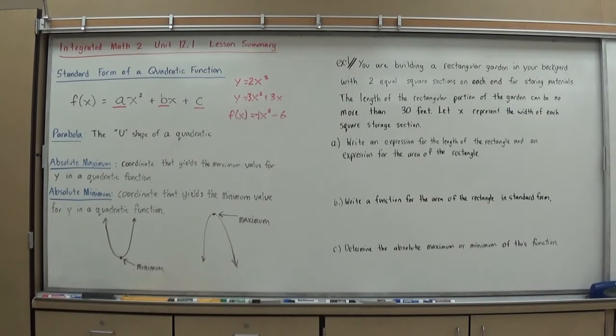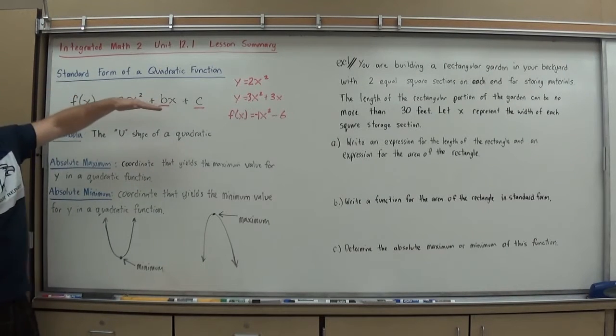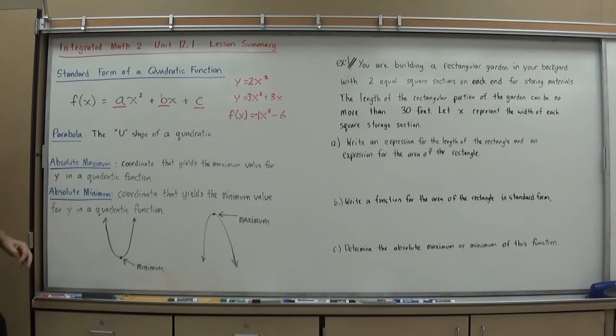Two of the terms you are going to look at though are the absolute maximum and the absolute minimum. The absolute maximum of a parabola or a quadratic is the coordinate that yields the maximum value for y in the quadratic function. It's basically the highest point this graph ever goes to. That's your maximum. Your minimum will be the lowest value it ever goes to.